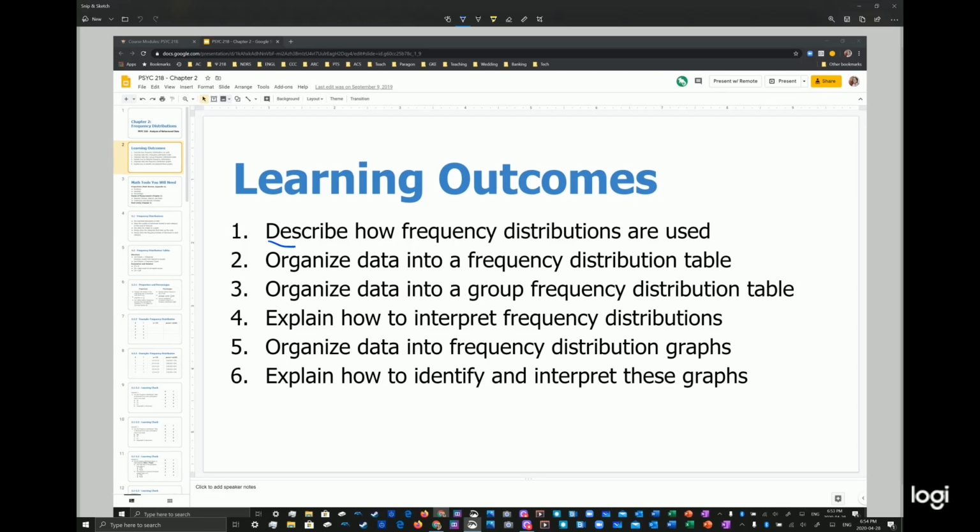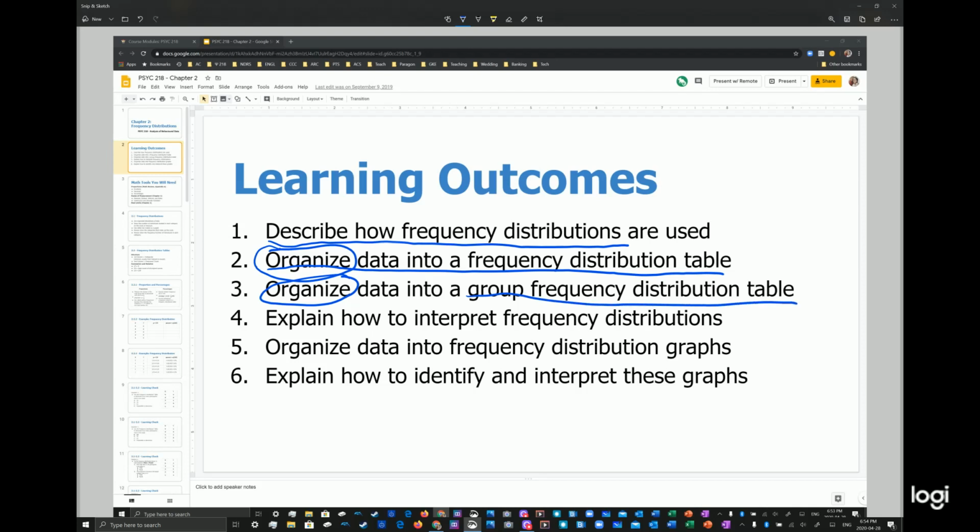1, we want to be able to describe how frequency distributions are used. Now, we already talked a little bit about that, but we'll go into this in more detail. 2, we want to be able to organize the data into a frequency distribution table. So from last chapter, we have started gathering the data and adding them up. Now we're going to organize them. 3, if we want to do group frequency distribution tables, we also want to learn to organize that as well.